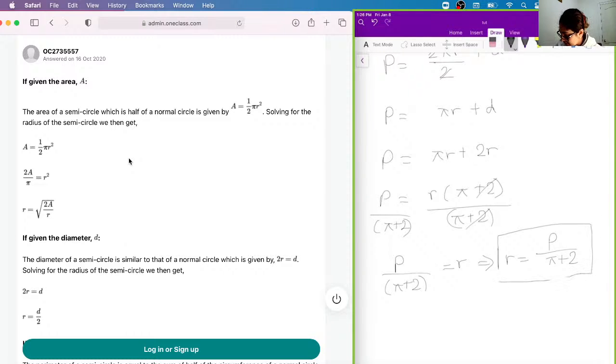So these are three ways you can find the radius of a semicircle. Okay.